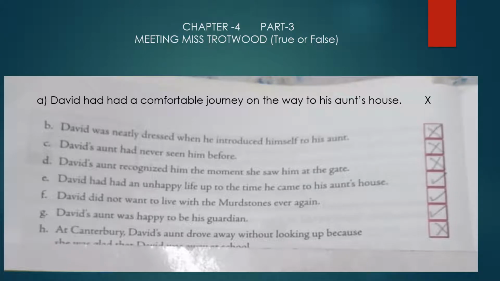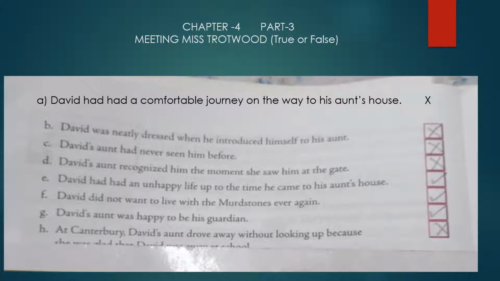So let's begin our today's class with true false. Now children, I would like to request you to open your book at page number 59. Making connections, quick answers. Question number 1. Put a tick against the sentences that are true and a cross against those that are false. Our first question is A. David had a comfortable journey on the way to his aunt's house.